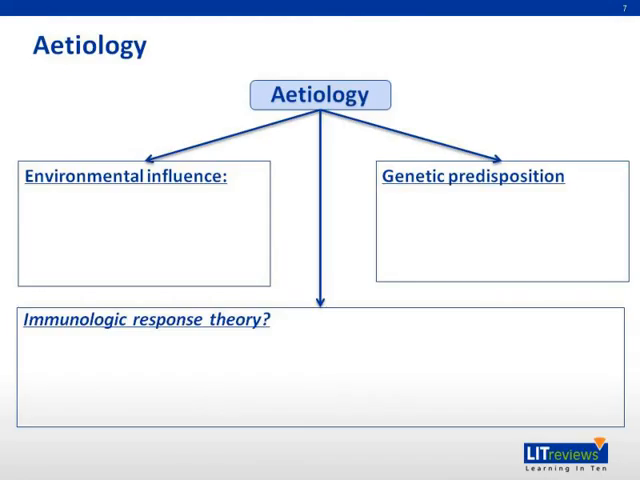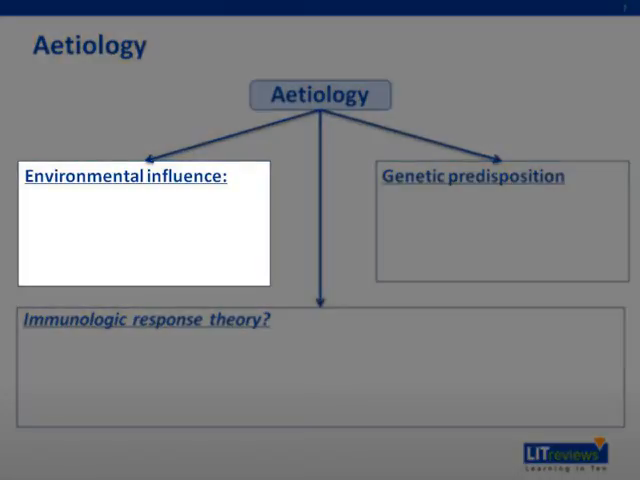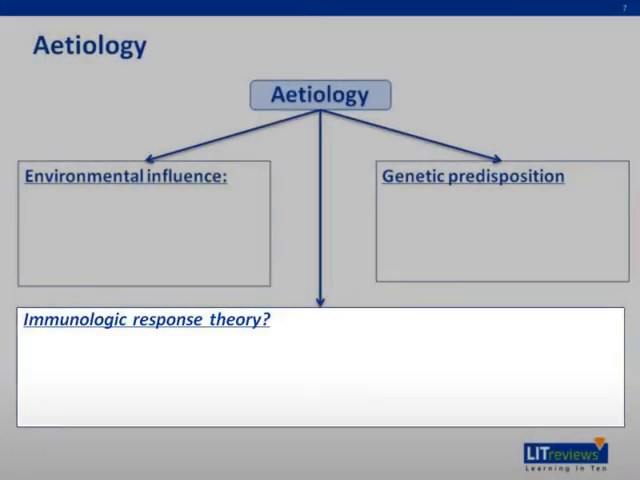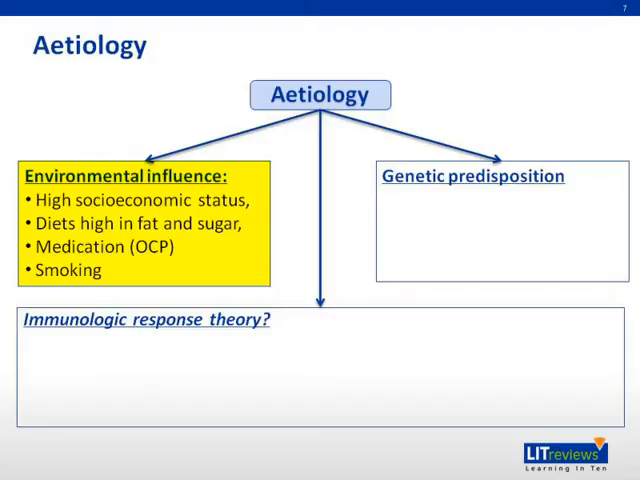There are many risk factors and theories on the pathogenesis of ulcerative colitis: environmental influence, genetic predisposition, and immunological response theory. Starting with the environment, inflammatory bowel disease is associated with high socioeconomic status, diets high in fat and sugar, and medication such as the oral contraceptive pill. Interestingly, smoking is associated with milder progression of the disease. Having an appendectomy in early life is also associated with a decreased incidence of ulcerative colitis.